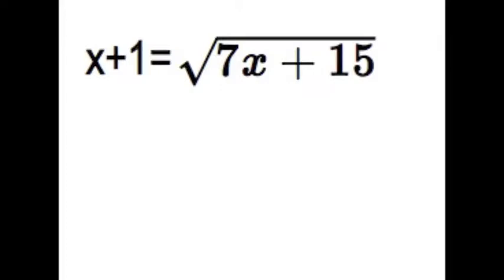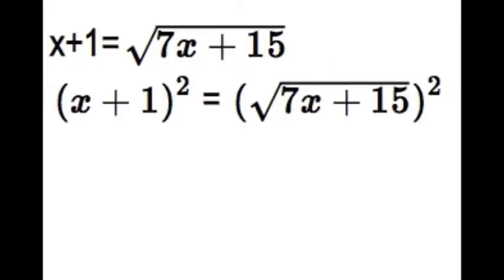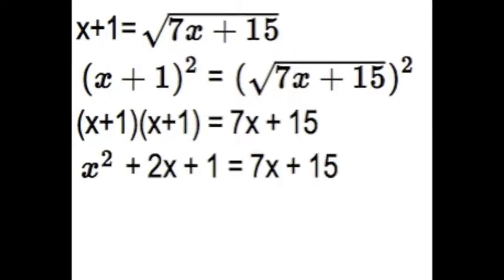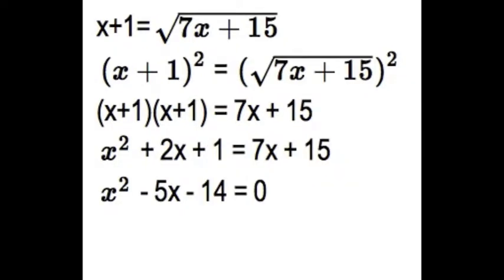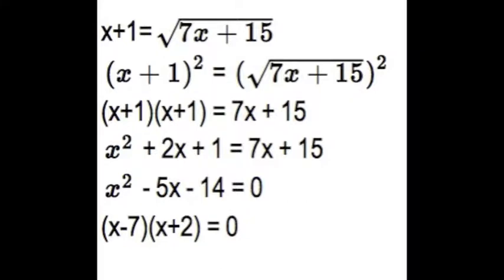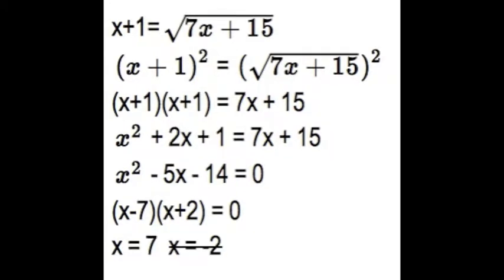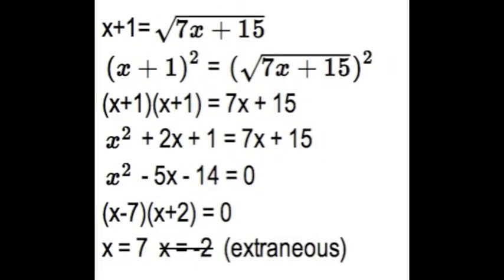First, you square both sides to get rid of the root sign. Then you take x plus 1 squared and FOIL it so that you get x squared plus 2x plus 1 equals 7x plus 15. Next, you simplify the equation by combining like terms and set the equation equal to 0. So you have x squared minus 5x minus 14 equals 0. x minus 7 times x plus 2 will satisfy this equation to equal 0. So you get two solutions of 7 and negative 2.